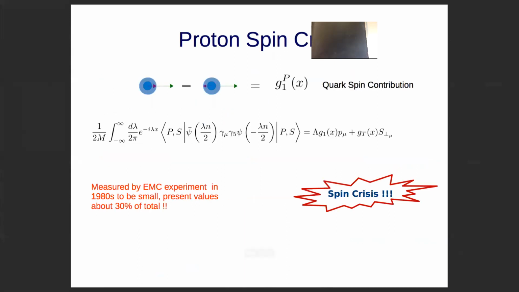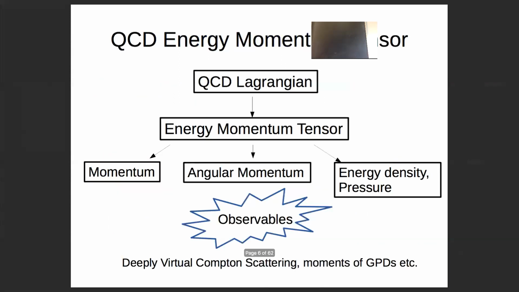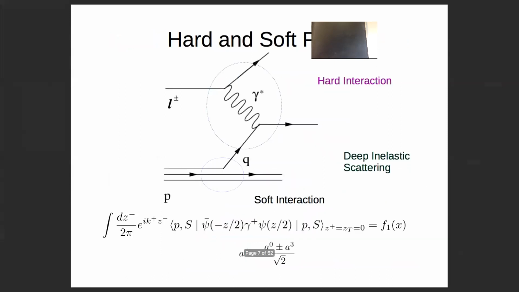Okay. So we understand that the quark spin contribution to the proton spin is small. It's 30%. So we need to look at other sources, and one of the sources is parton orbital angular momentum. So how do we get to it? We start with the QCD Lagrangian, and from there you go to the energy momentum tensor, which gives you a way to define the momentum, angular momentum, and other properties of the proton. Basically these objects are also related to moments of generalized parton distributions. So that's where the observables come in.